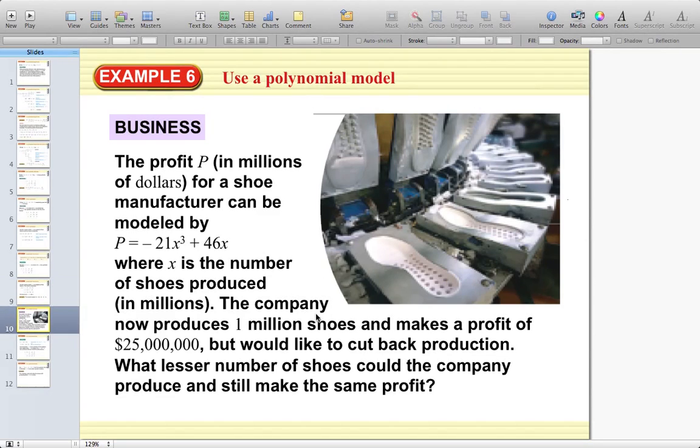All right, so the problem says the profit, P, in millions of dollars for a shoe manufacturer can be modeled by P equals negative 21x cubed plus 46x, where x is the number of shoes produced in the millions. The company now produces 1 million shoes and makes a profit of $25 million. But it would actually like to cut back production, so it wants to make less. What's a lesser number of shoes that the company could make and still make the same profit?